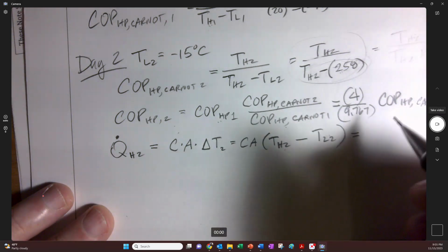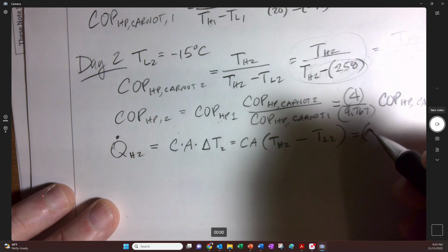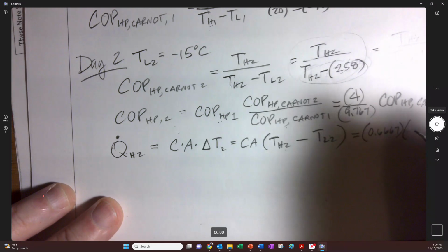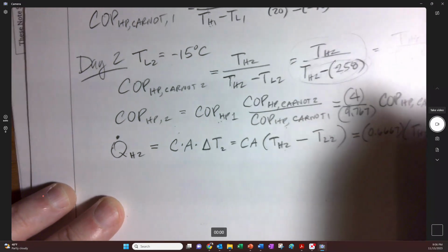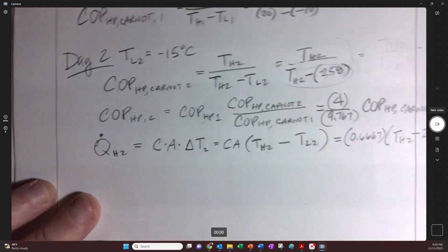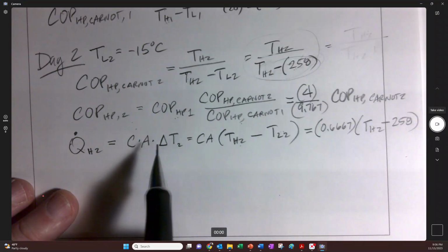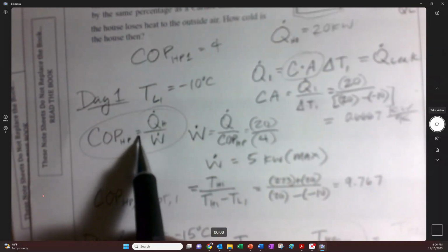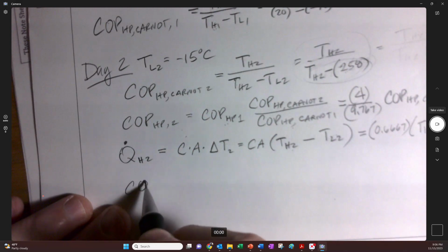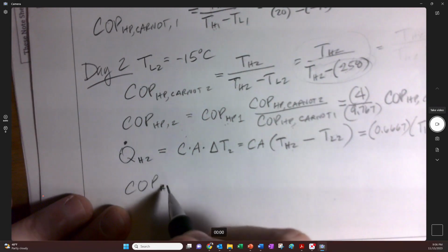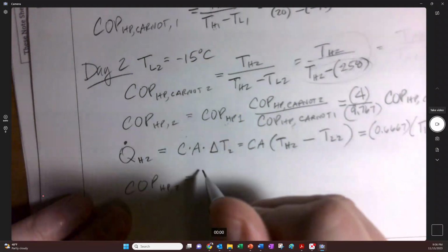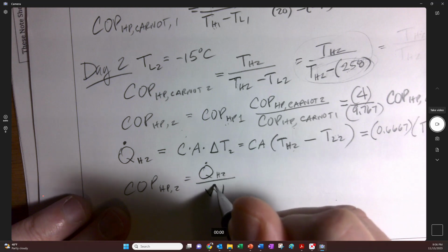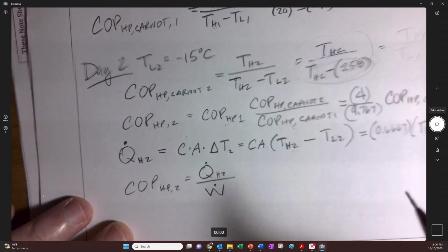So what we're basically going to say is 0.6667 times TH2 minus 258, right? And lastly, go back to the original use of this and say COP HP2 is going to be Q dot H2 over this. And we know that we can only use this amount of power, so we might as well.